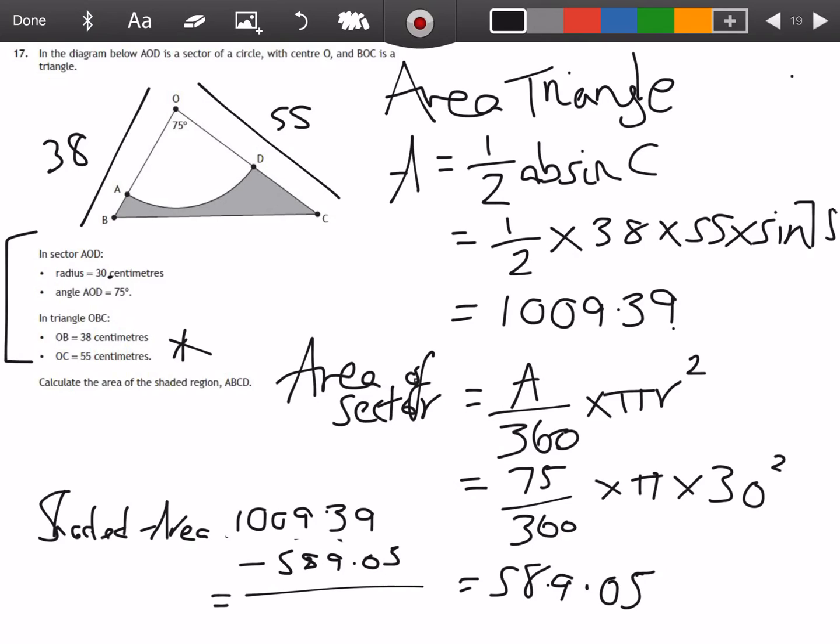So do the subtraction. Gives you approximately 420. Does it mention anything about rounding? It doesn't mention anything about rounding. The one after the 0 is a 3, so 420 is absolutely fine. Area, squared centimetres, squared metres, is squared centimetres. Okay.